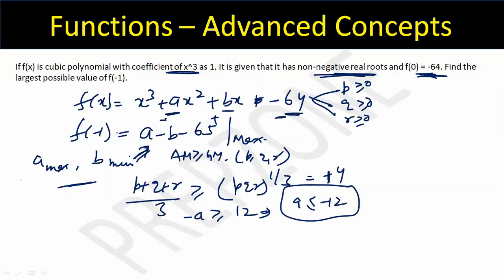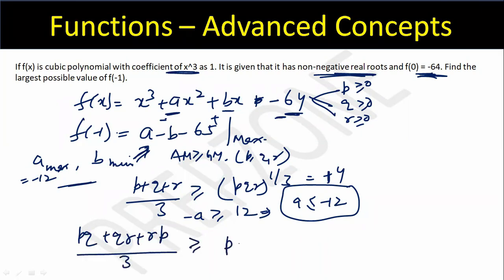तो A मैक्सिमम इज नथिंग बट माइनस 12. अब मुझे B मिनिमम निकालना है. B मिनिमम इज व्हाट? B इज द सम ऑफ द रूट्स टेकन टू एट अ टाइम, PQ, QR एंड RP. देन अगेन आई विल अप्लाई AM greater than equals to GM. आई विल गेट PQR टू द पावर 2 by 3, राइट? बिकॉज PQ into QR plus R into RP to the power 1 by 3, एंड दिस इज व्हाट यू विल गेट.